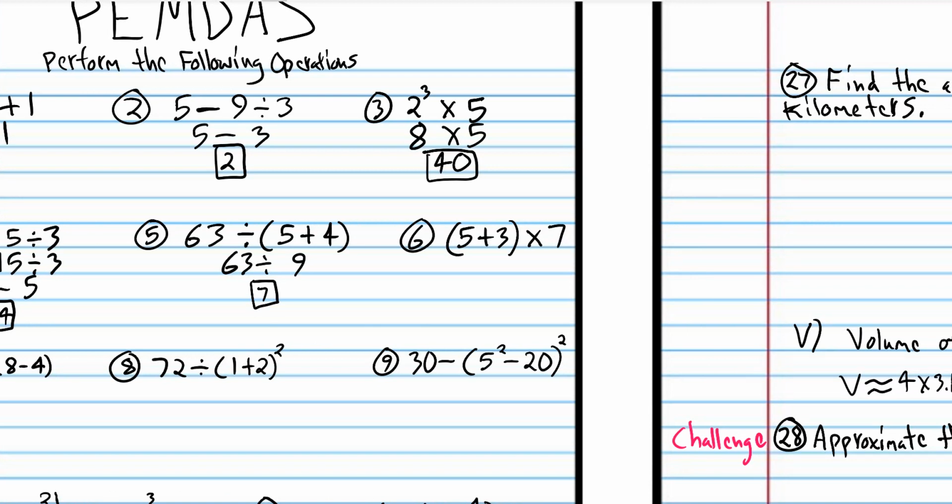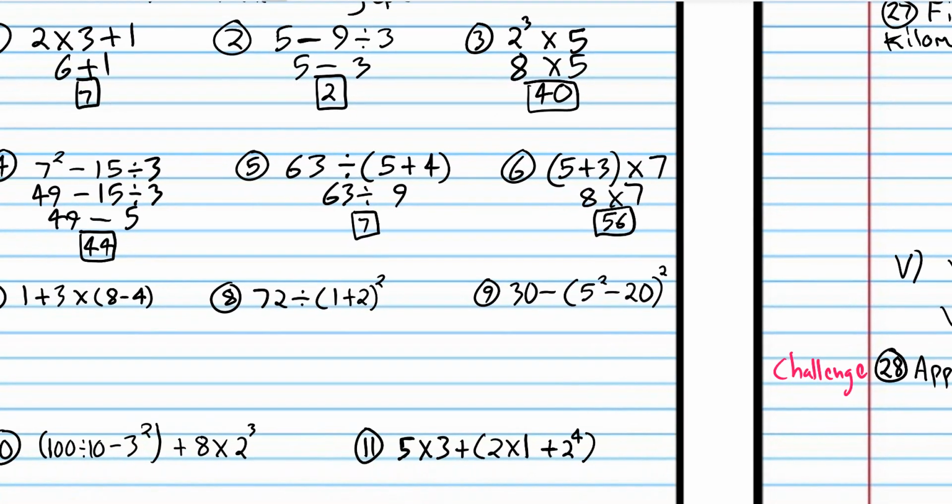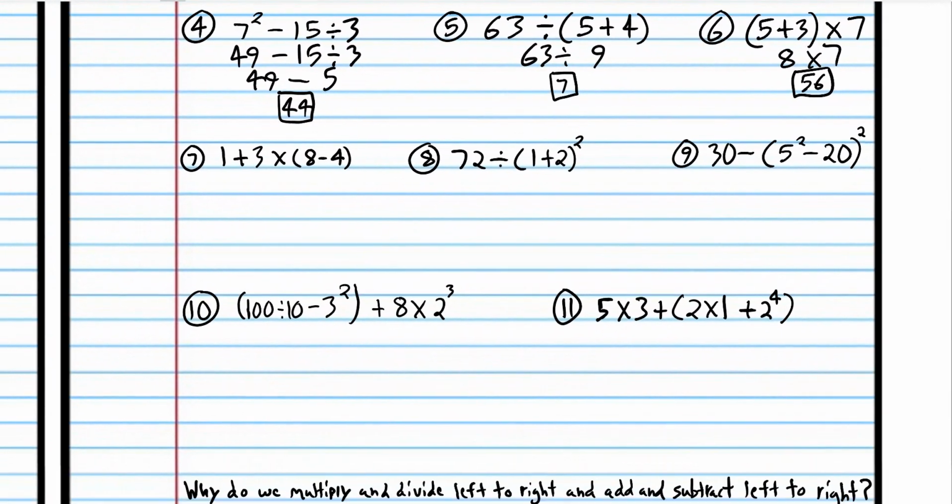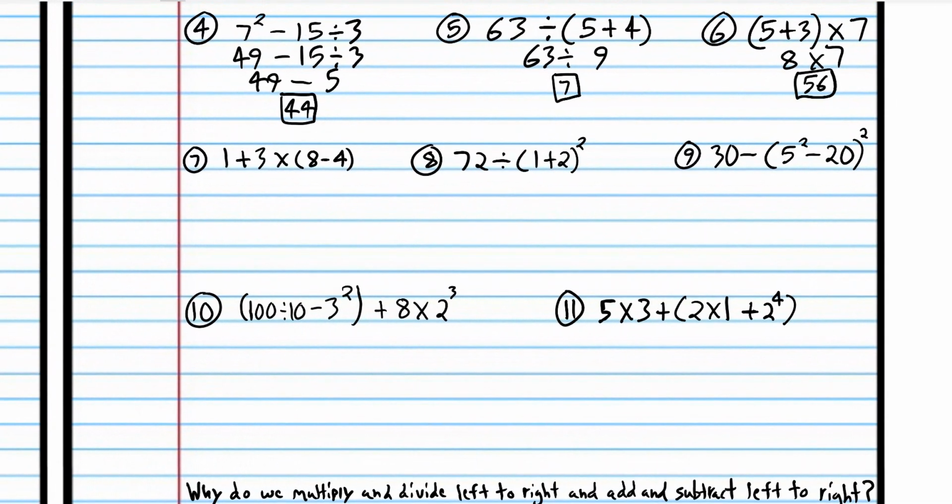All right, we're back. Do the parentheses first. 5 plus 3 is 8. 8 times 7 is 56. So if you got the right answer, good job. If you didn't, that's okay. Just go back and figure out what you did wrong. All right, so why don't you do numbers 7 and 8, and when you come back, we'll do those together.